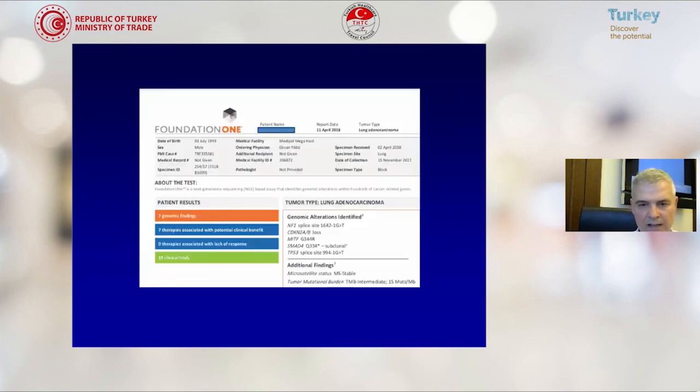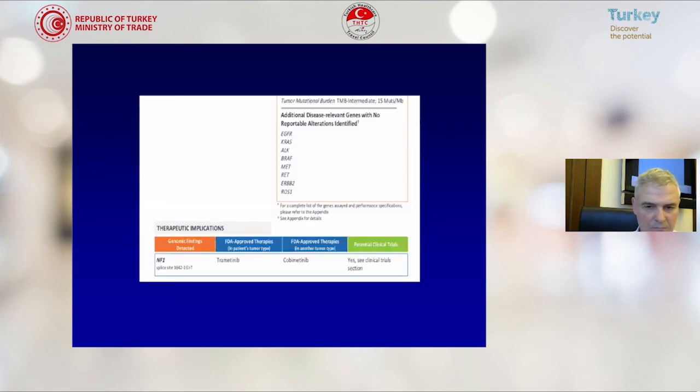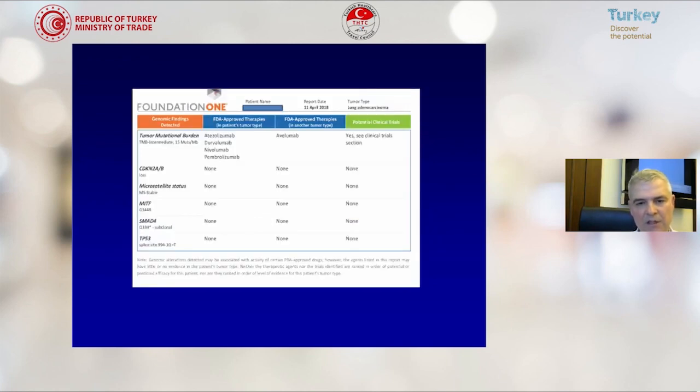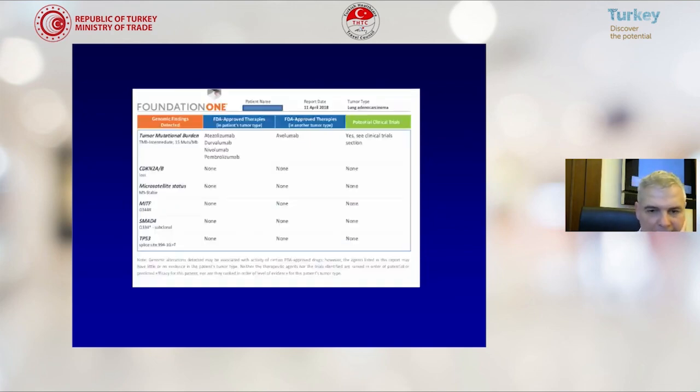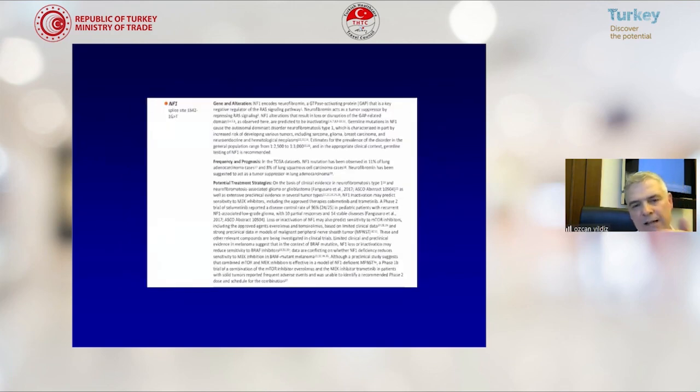And the patient had NF1 mutation, which is associated with a smart drug called trametinib or cobimetinib. So trametinib was an FDA-approved drug for this patient. And also the patient had high tumor mutational burden, which is associated with a very good drug called avelumab.